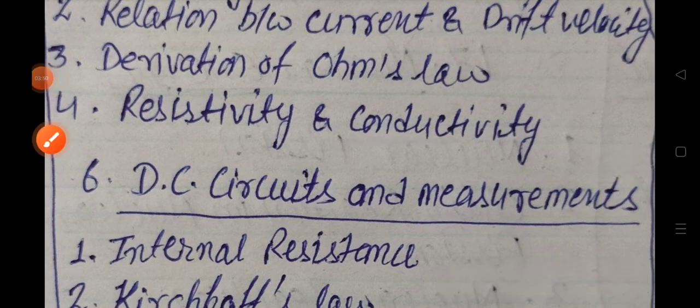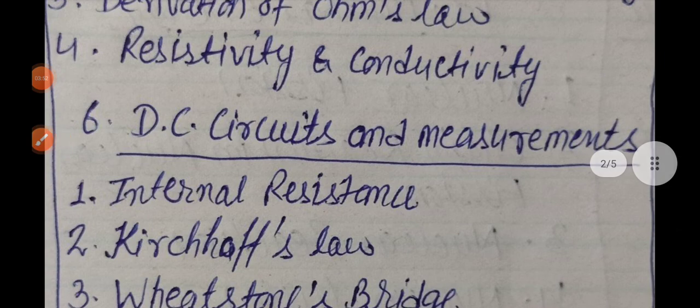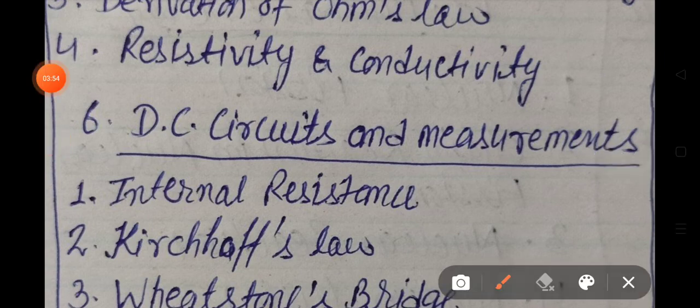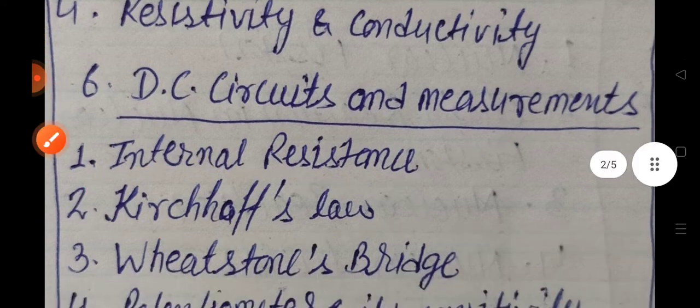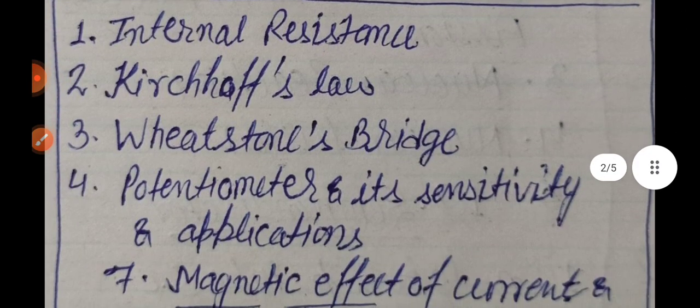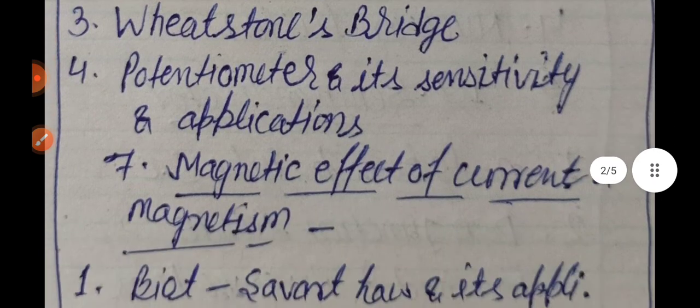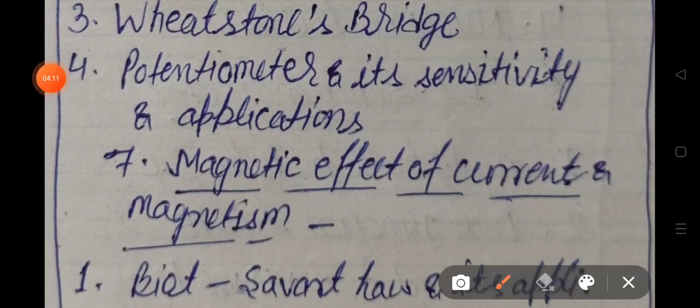Chapter 6 is DC circuits and its measurements, in which we have to study internal resistance, and Kirchhoff's first law and also second law are very important points of this chapter. Third point is Wheatstone bridge. Fourth, potentiometer and its sensitivity and applications also.